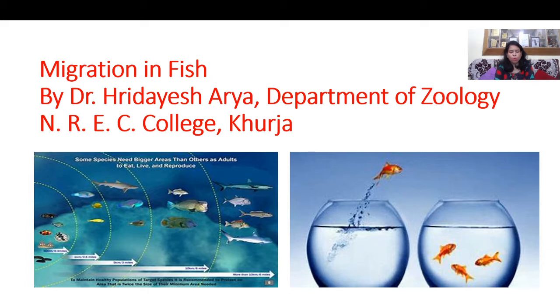Migration involves movement of the fish on a larger scale and duration than those arising during normal daily activities. Some particular types of migration are anadromous, in which adult fishes live in the sea and migrate to freshwater to spawn, and catadromous, in which the adult fishes live in fresh water and migrate into salt water to spawn. Here you can see in this picture, some fishes migrate to larger areas because of the less area in their local sites.